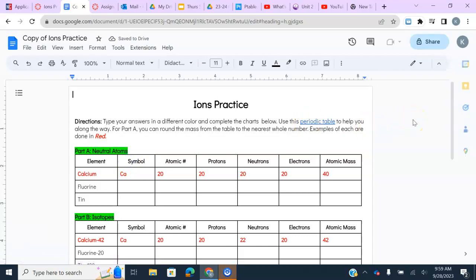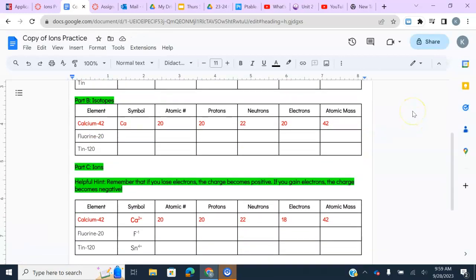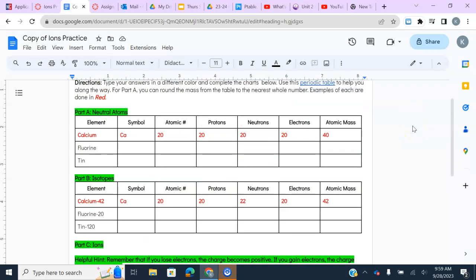Okay, so let's do a couple more examples with the ions practice. I'm just going to go ahead and do the first example in each of these tables just to get a little more acquainted. So what is an ion? An ion just means it's an atom that's either lost or gained an electron.